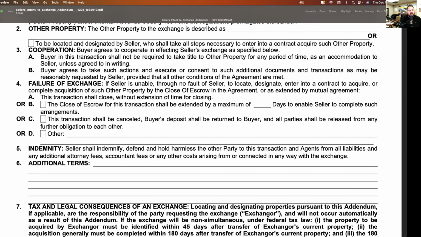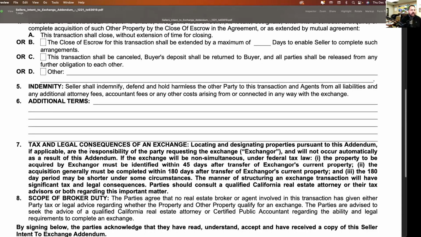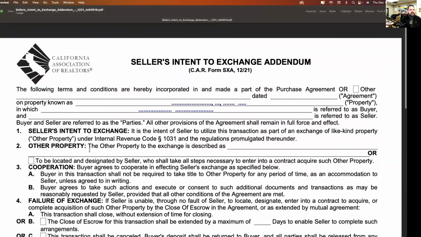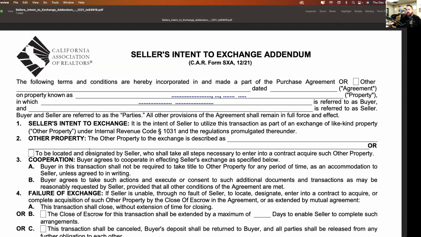It's an indemnity here for the seller to make sure that, hey, we're not going to hold you fiscally responsible, buyer or agent, if I cannot find an exchange and I end up with a tax liability. Okay. So that's what this is. It just needs to be included. It's the intent to exchange that goes back to the buyer. The buyer signs it. Okay.